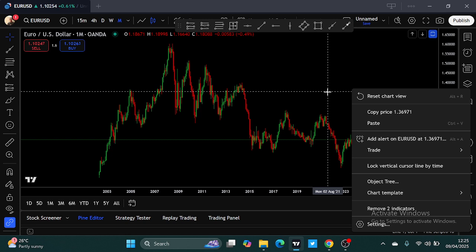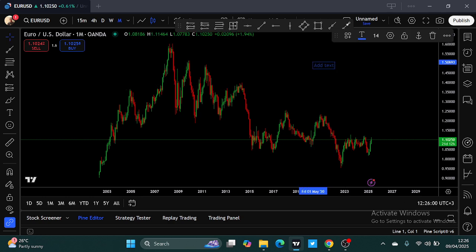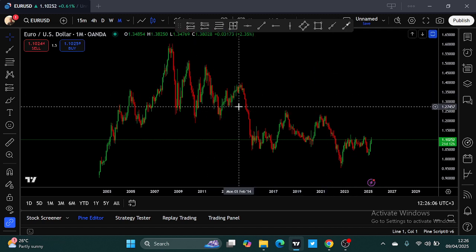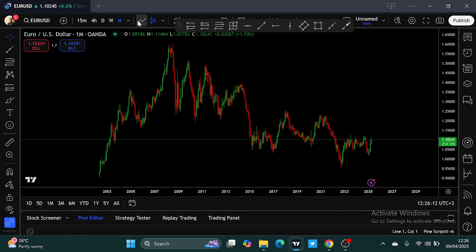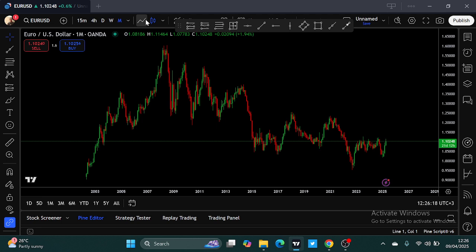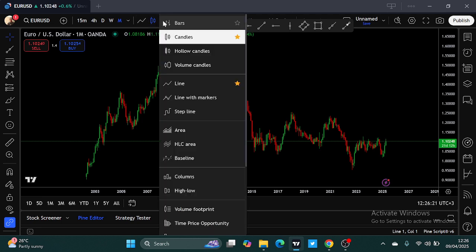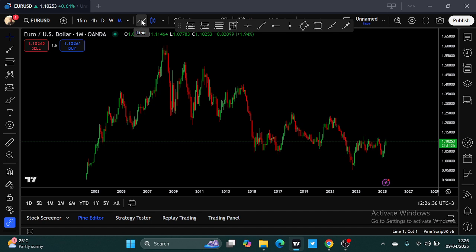Okay, let me just delete this. Before you start marking the key turning points of the market, go to the line chart. If you don't have this like me, click on the drop down near the candlesticks and then select line chart. It is going to be there. For me, I selected it as my favorite, so it is here. So you come here and click on line chart.